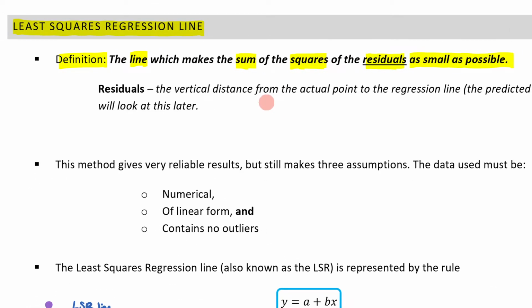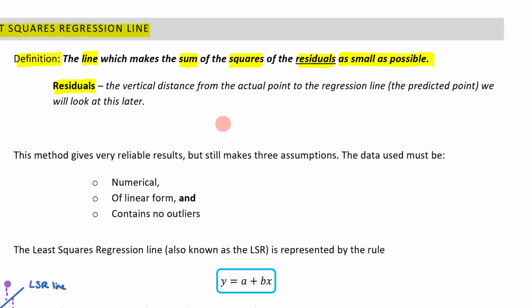And now, if we come up here and read our definition again, hopefully it makes a little bit more sense. So let's read it again here. It says, the line which makes the sum of the squares of the residuals as small as possible, in which a residual is the vertical distance from the actual point to the regression line, that is the predicted line.